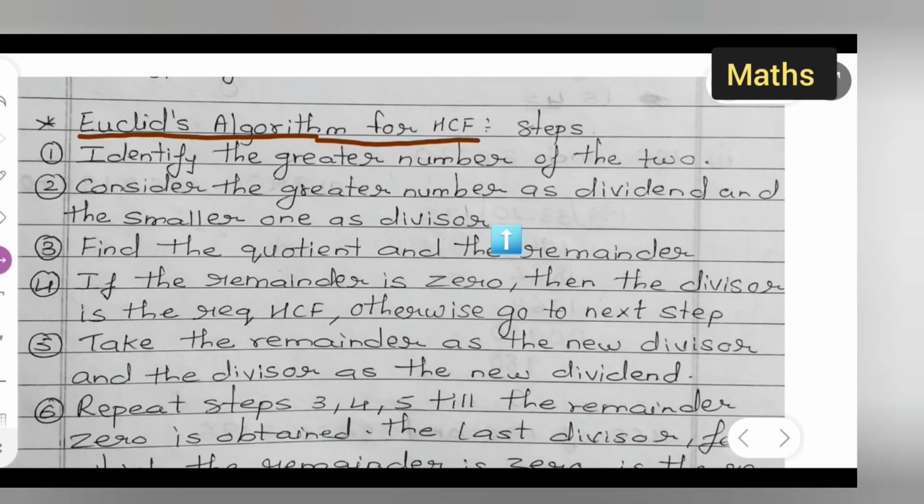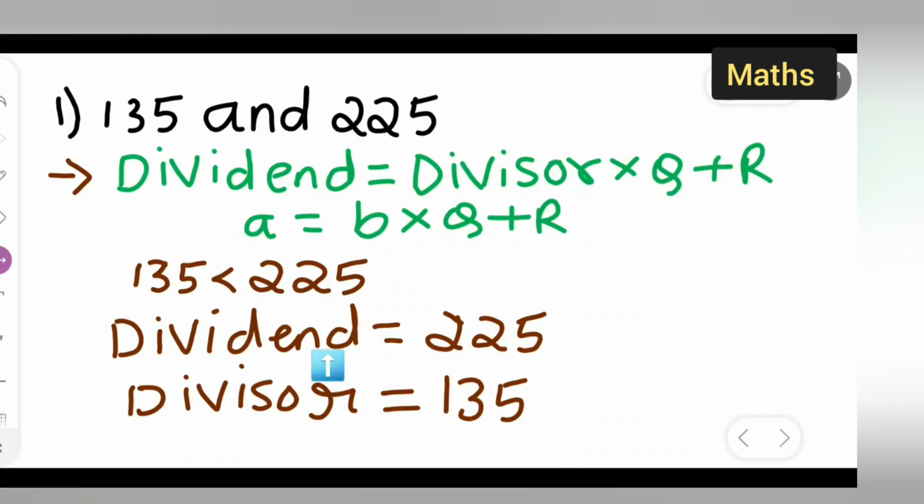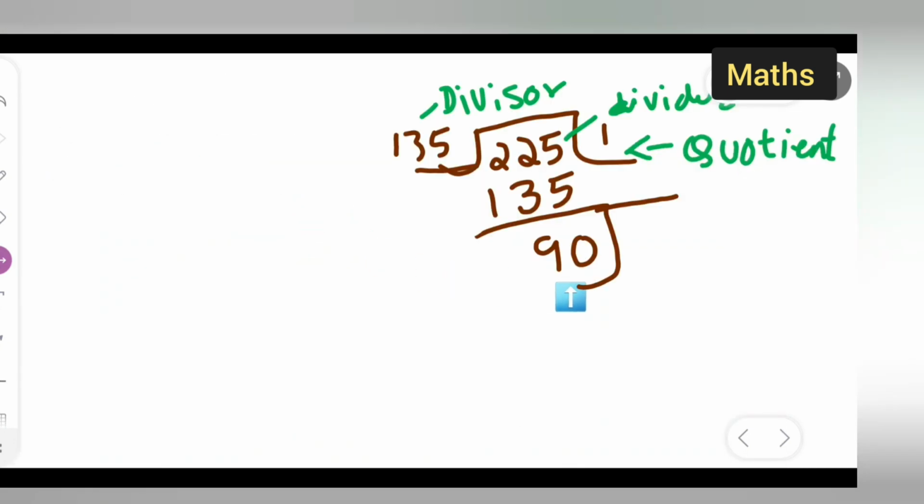Next, read the third step. Find the quotient and the remainder. If the remainder is 0, then the divisor is the required HCF. Otherwise go to the next step. Take the remainder as the new divisor and the divisor as the new dividend. So 90 is going to be your new divisor, and 135 will be your dividend.